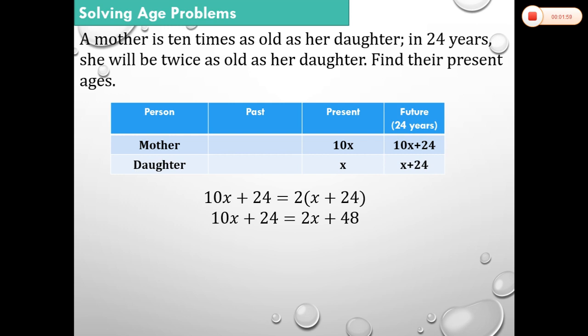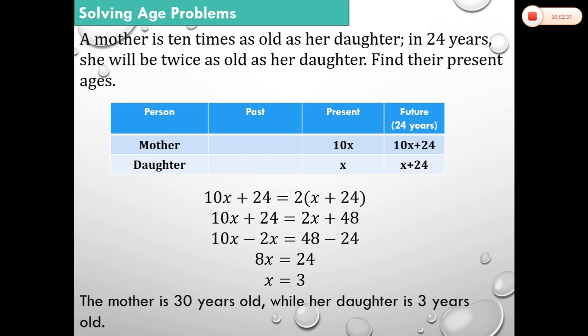By the distributive property, we have 2x plus 48. The left-hand side is 10x plus 24. Transferring 2x to the left-hand side, we have 10x minus 2x, and positive 24 on the right-hand side will become negative 24. Solving for x, we get 8x is equal to 24. Dividing both sides by 8, we have x is equal to 3. And so the mother is 30 years old while her daughter is 3 years old.